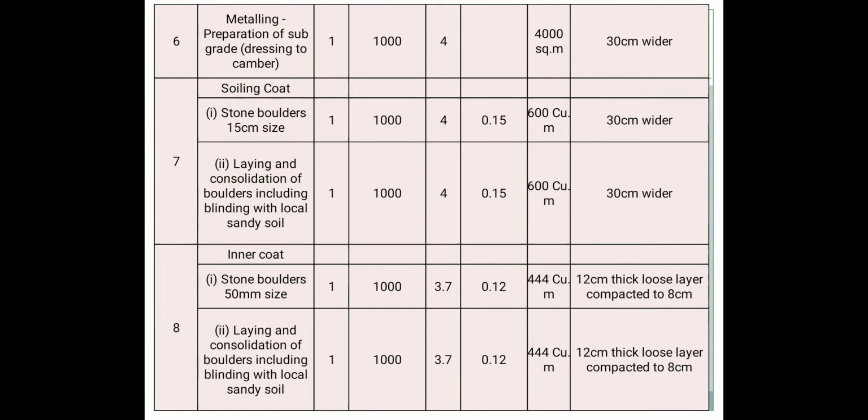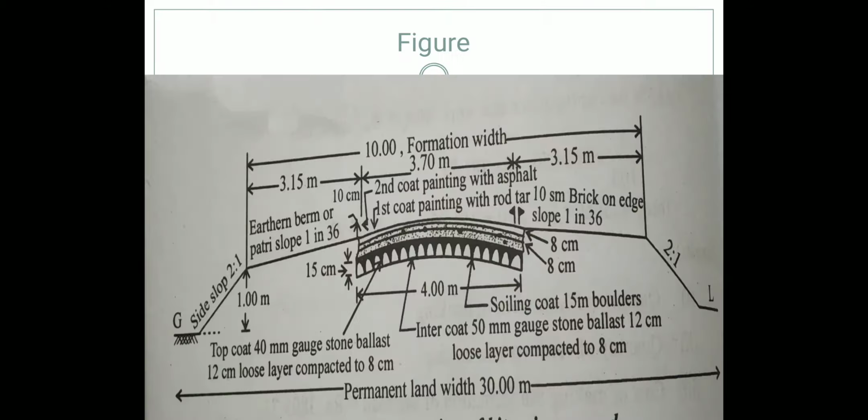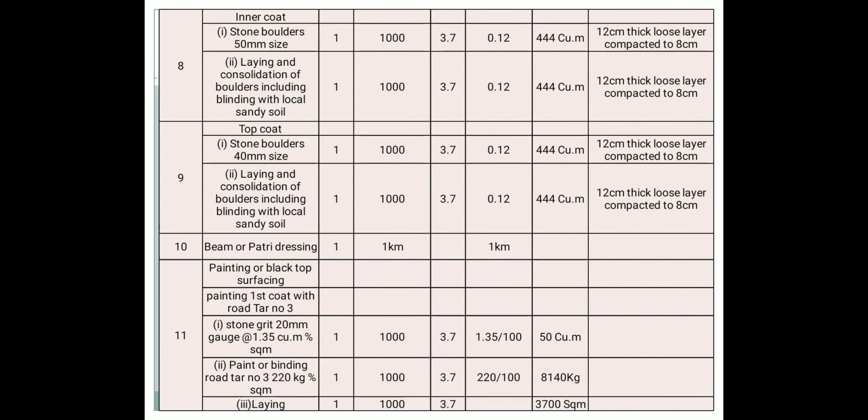Soiling, for the stone boulders 15 centimeter size, 1004.15 at 600 meter cube. Laying and consolidation of the boulders including blinding with local sandy soil is 1004.15, that is 600 meter cube. For the inner coat, it is stone boulders 50 mm size, 1003.7.12, it is 444 meter cube. Laying and consolidation of the boulders including blinding with local sandy soil, it is 1003.7.12, that is 444 meter cube.